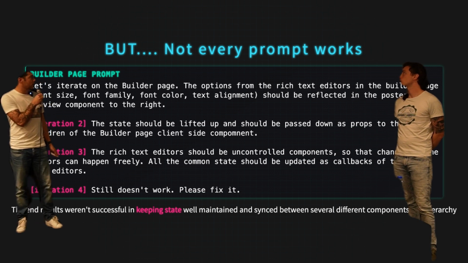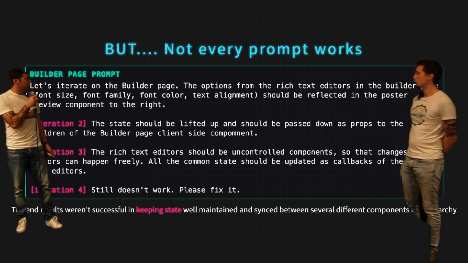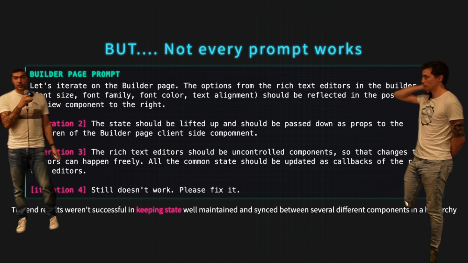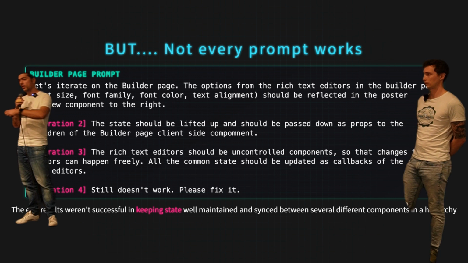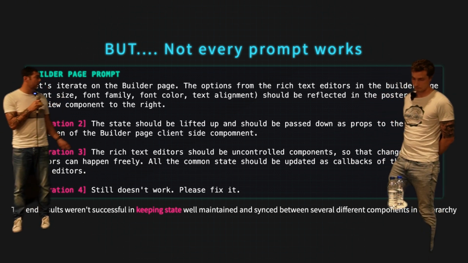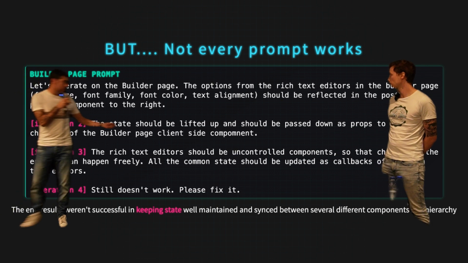And basically, the vibe coding AI approach couldn't solve the challenge. It kept confusing state, managing state without a single source of truth in multiple places. And we ended up like this.